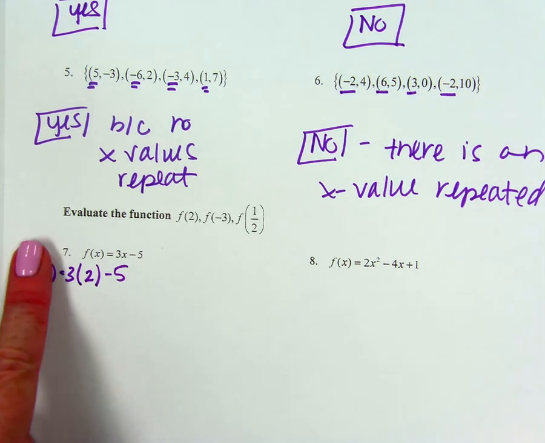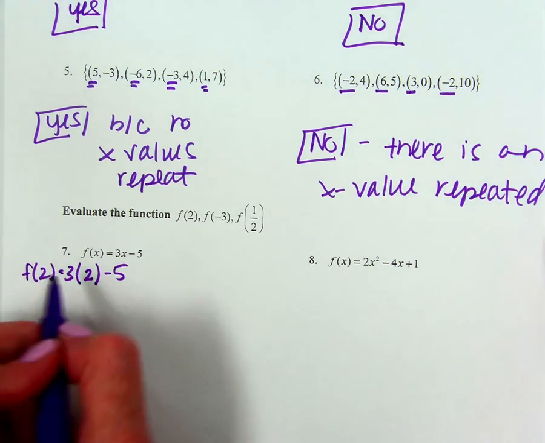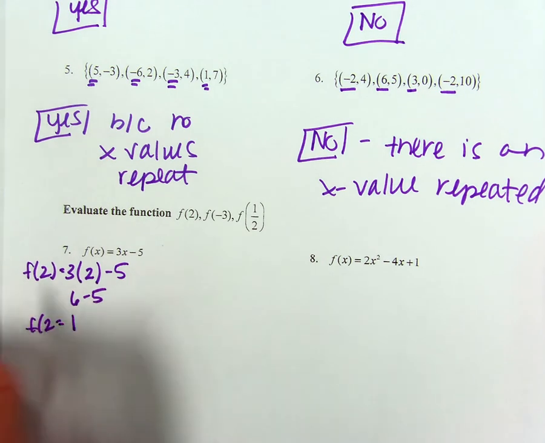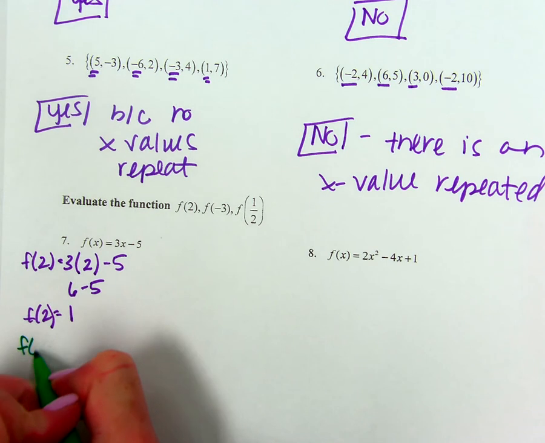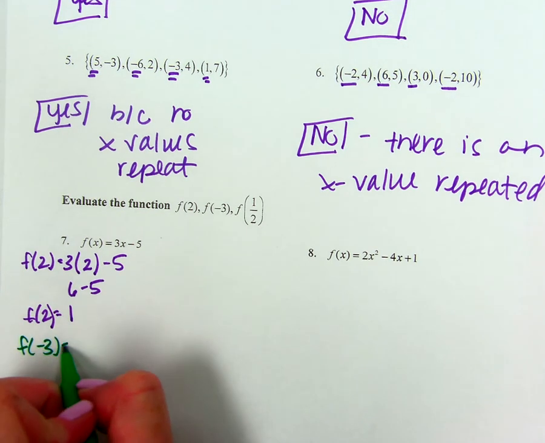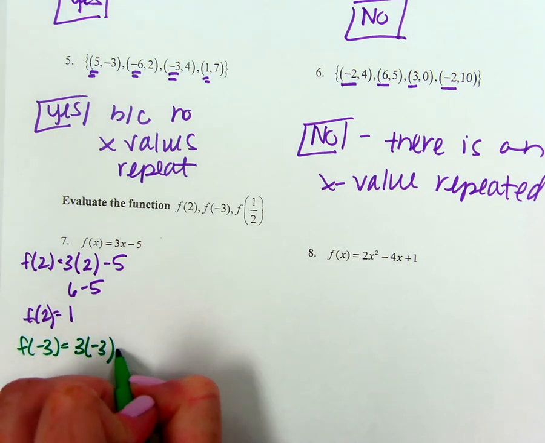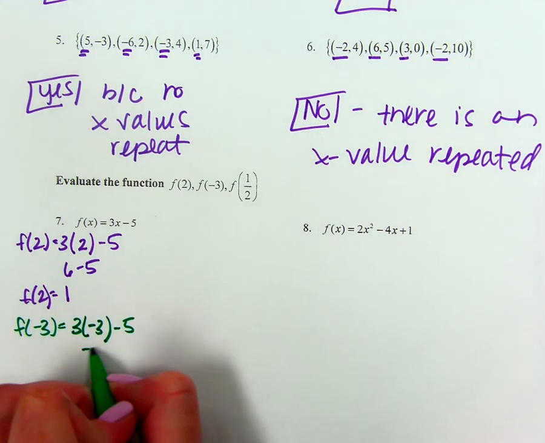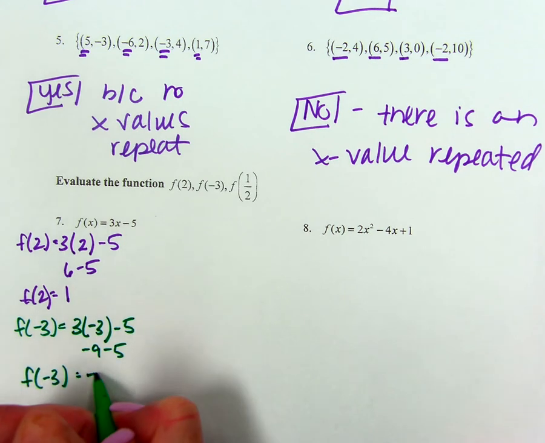So this f of 2 doesn't mean anything. It's just telling us what we're substituting in. So do not worry about solving anything on that side. So then this becomes 6 minus 5. So f of 2 equals 1. And that's it. So I'm going to do the same thing with -3. So I have f of -3 equals, so I'm going to take 3x minus 5, and I'm going to put in my notation 3 times -3 minus 5. So that becomes -9 minus 5. So f of -3 equals -14.